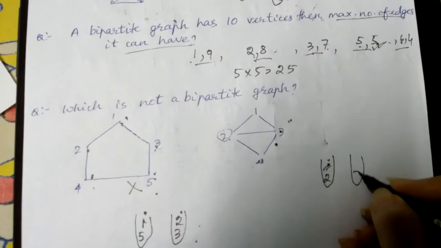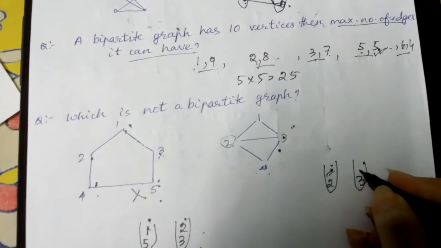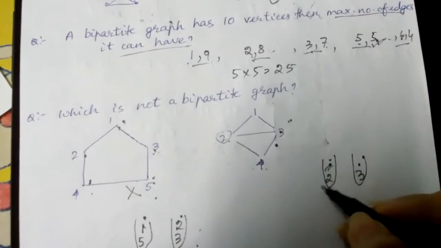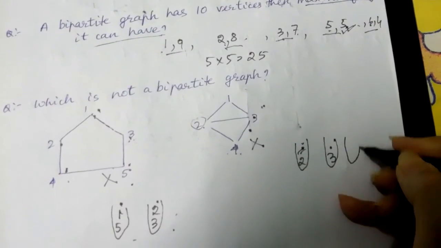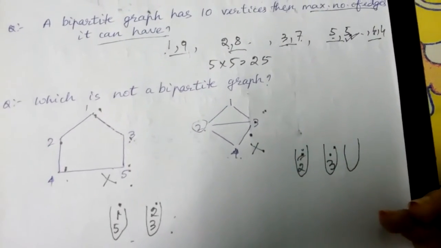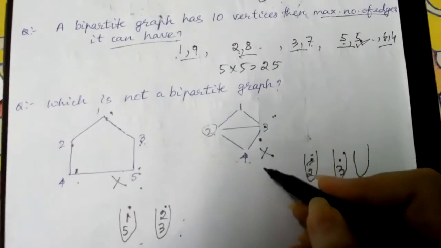Now if I put 3 over here, now I cannot put 1 here because 1 is connected with 3. I cannot put 4 here because 4 is again connected with 3. So with two partitions this particular graph is also not possible. Again we have to consider 3 partitions here, then maybe it will be possible, but I don't know. But with two partitions it is not possible. So this is also not a bipartite graph.